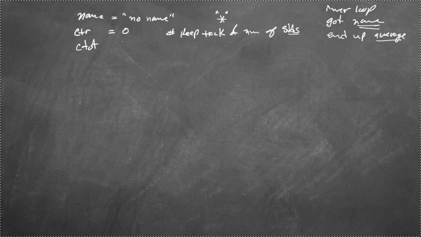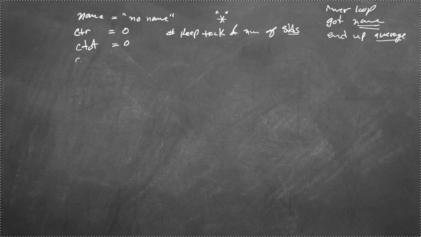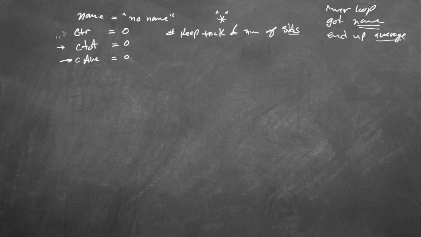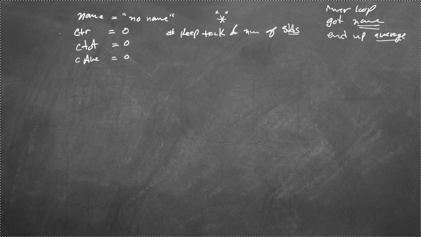For the total scores, the total of all of the averages, I'll set that equal to 0. And we want a class average, which is going to be set to 0 because that's going to be the average score. With other programming languages, though, you must declare all of your variables. I figure in Python we might as well do it now. That way you're in the habit of doing it, okay?